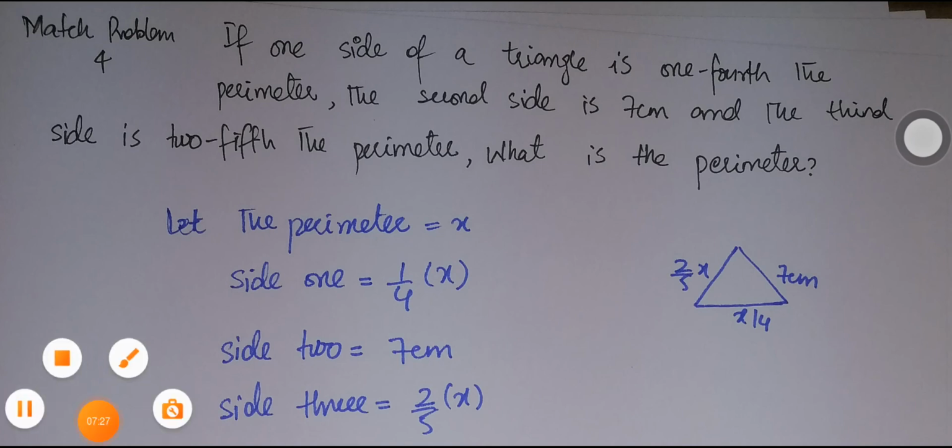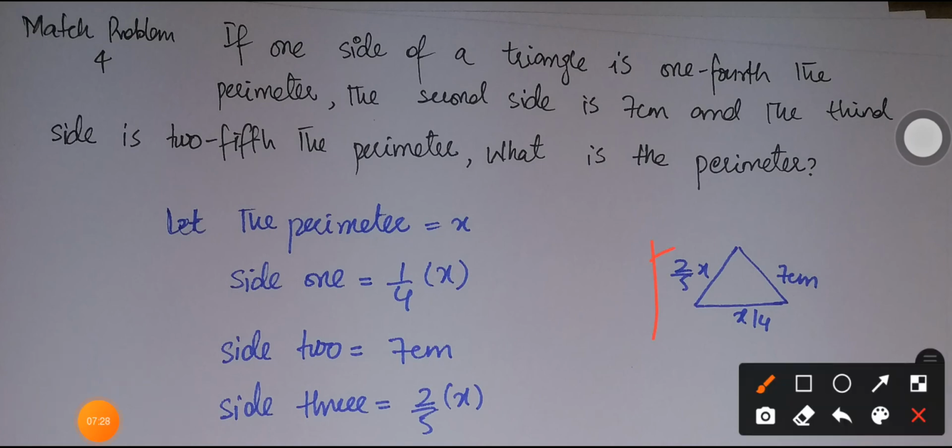So we are having a triangle, and we are given that one side is 1/4 the perimeter. 1/4 means 1 by 4, and of the perimeter means I'm going to multiply it with the perimeter. Here, as the perimeter is unknown, I have taken the perimeter to be the variable x. Now the first side will be 1/4 the perimeter, that is 1 by 4 of x. Now the second side is 7 centimeters, so it will be as it is. There is no multiplication with the perimeter.